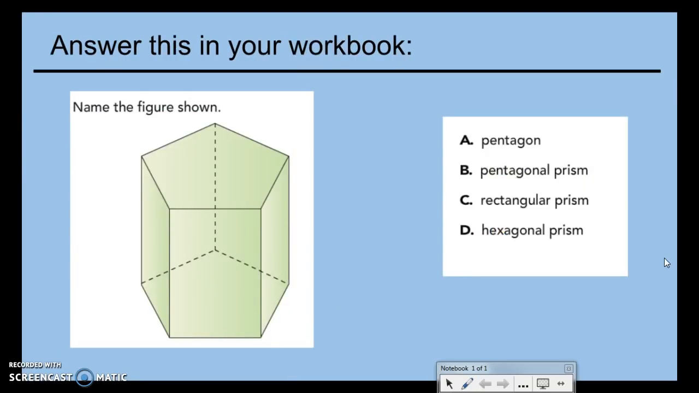Alright, so name this figure, and let's see if you can figure it out. You have pentagon, pentagonal prism, a rectangular prism, or a hexagonal prism.